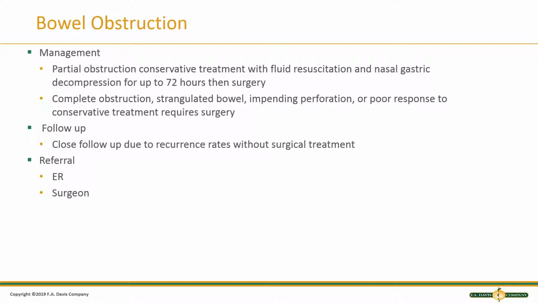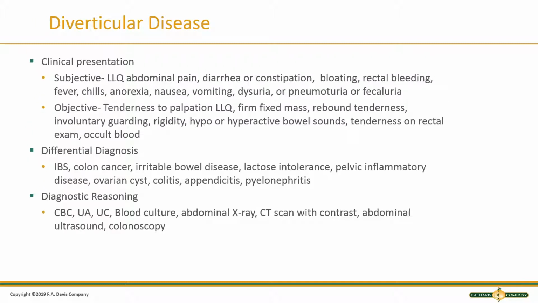Large and small bowel obstructions can be total or partial, but it is a surgical emergency if there is impending perforation. Conservative treatment can be tried for up to 72 hours, then surgery is indicated if there is a poor response. Patients will require hospitalization with NG tube, IV fluids to correct electrolyte imbalances, and they must remain NPO. Close follow-up will be needed, and referral is made to a surgeon if admitted for conservative treatment or to the ER if emergent.